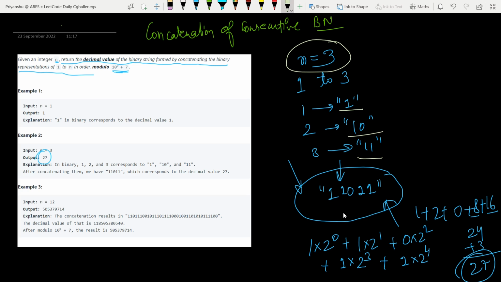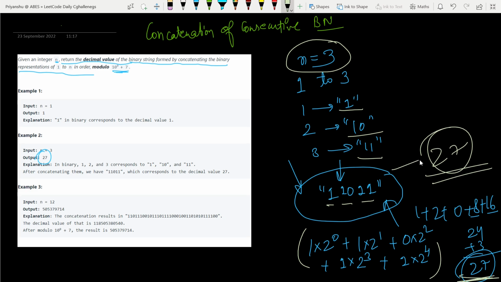We concatenate them for 1, 2 and 3. We concatenate their binary representations, and we have to find its decimal value. Its decimal value we can easily find, it would be 27. So we have to return this particular value. It seems to be a very easy question, so let us try.